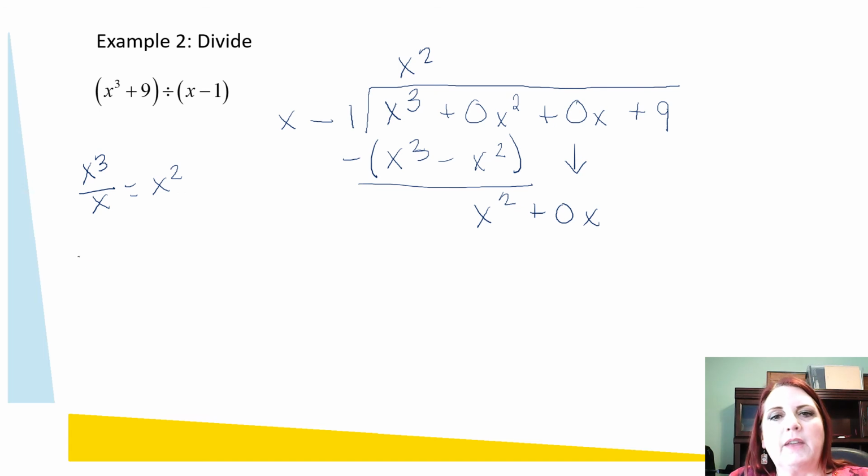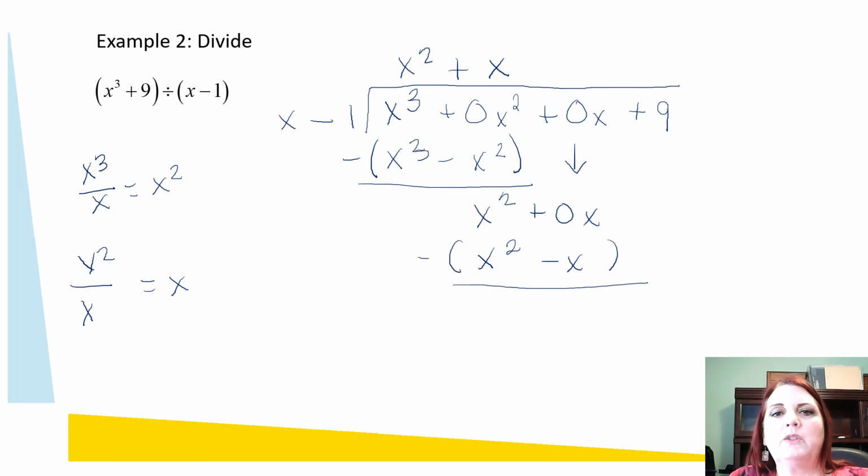So we're going to take that x squared, first term of this difference, and divide that by the first term of the divisor, and we get x. That's the next term of our quotient. x times x gives us x squared. x times negative 1 gives us negative x. And we're going to subtract that. So x squared minus x squared is 0. 0x minus negative x gives us x. And then we're going to bring down the 9.